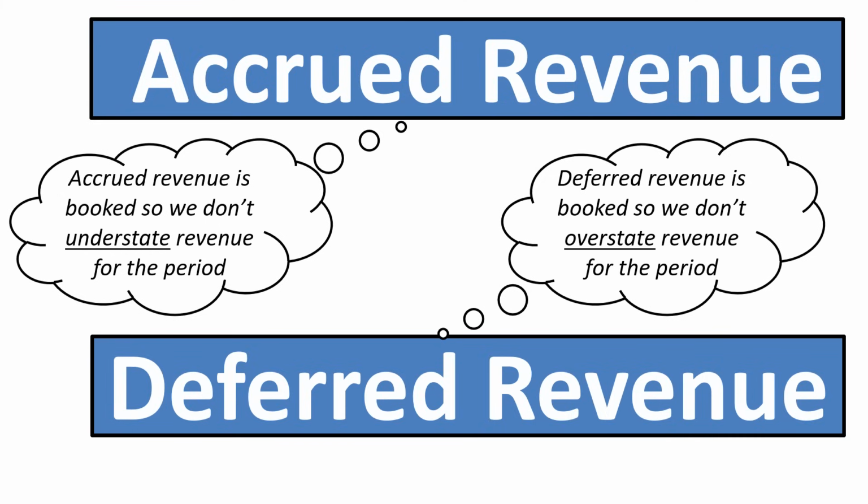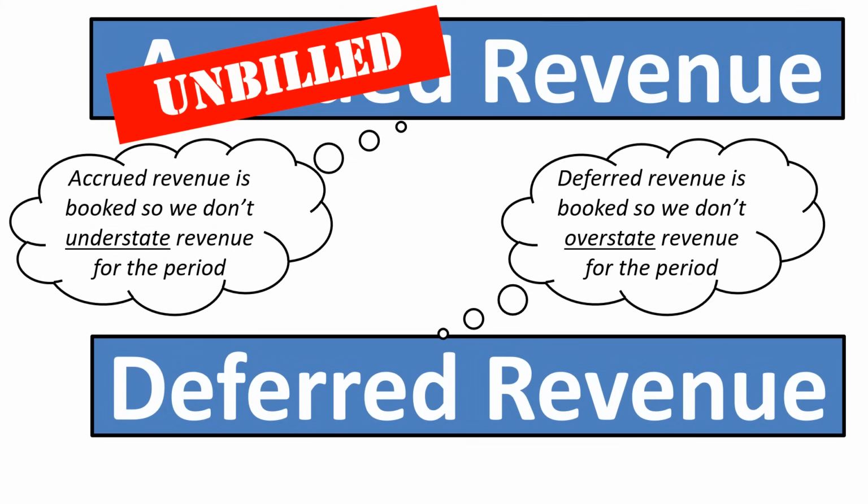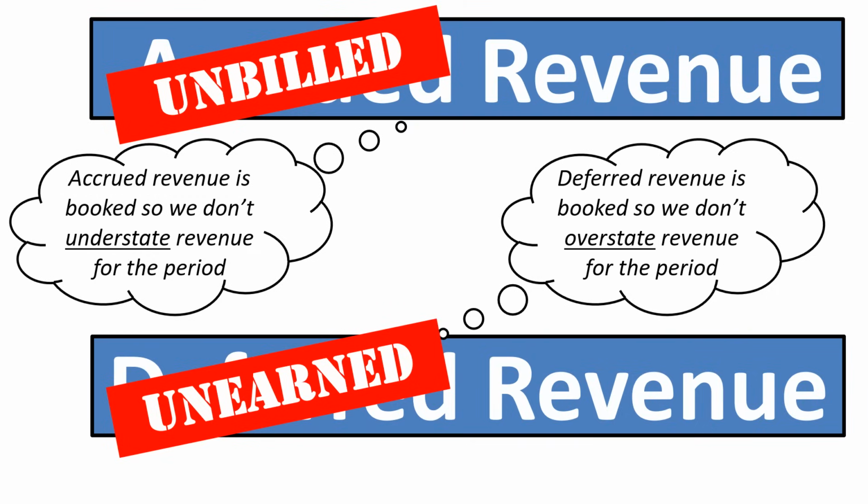Accrued revenue is sometimes called unbilled revenue, while deferred revenue is sometimes called unearned revenue. Let's review accrued revenue and then deferred revenue in more detail.